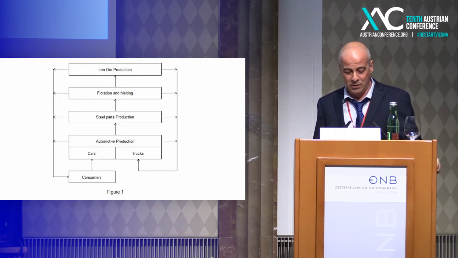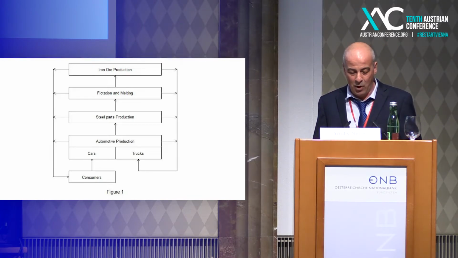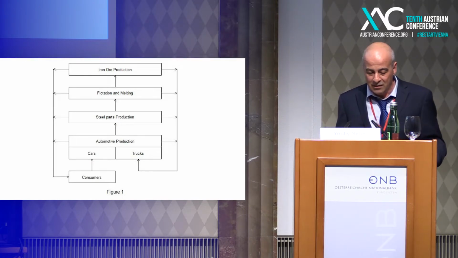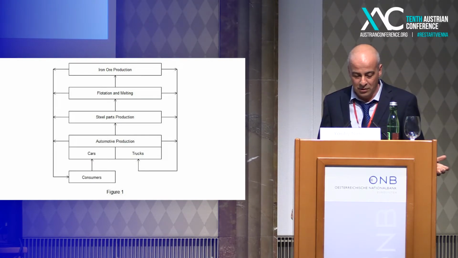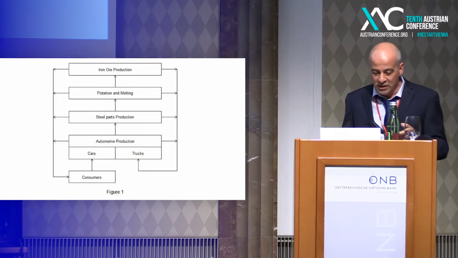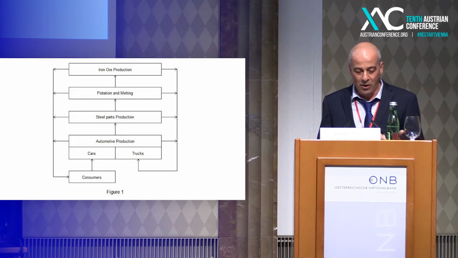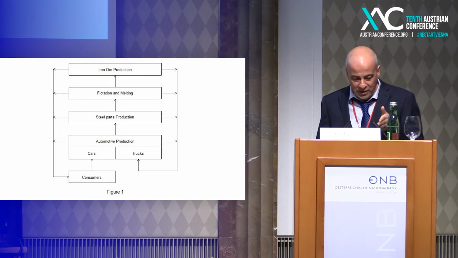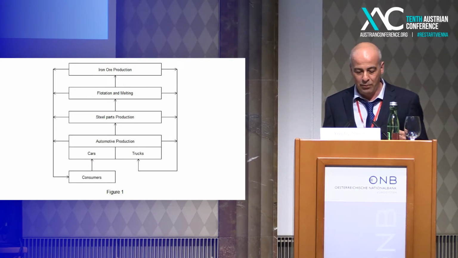So if at the steel parts production we have a problem, then no steel parts will be produced. But then the automotive production cannot function either. So is the flotation and melting in iron ore. Nobody can use their products. So all this line of production will either stop or the flow will decrease significantly.